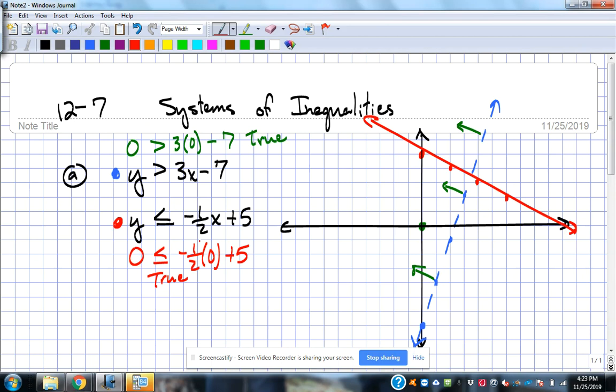I think I got my head on straight this time. I think 0 is less than 5, right? 0 is less than 5. Maybe I should have just stayed on today.